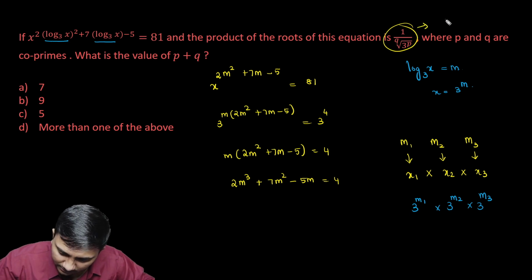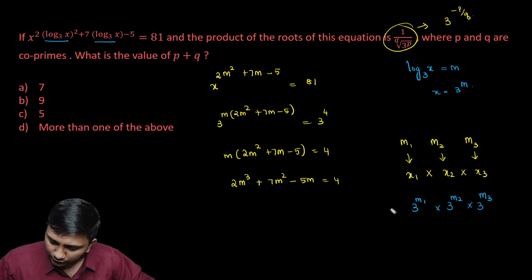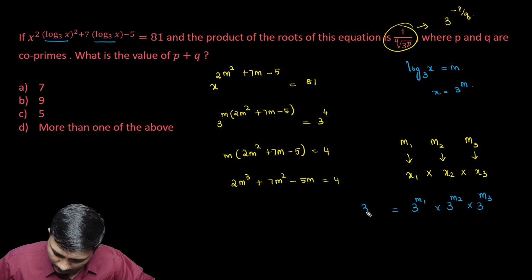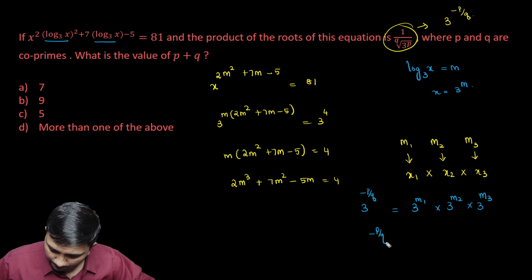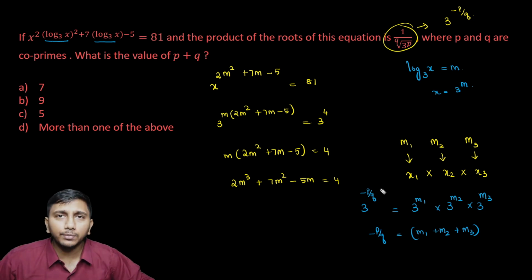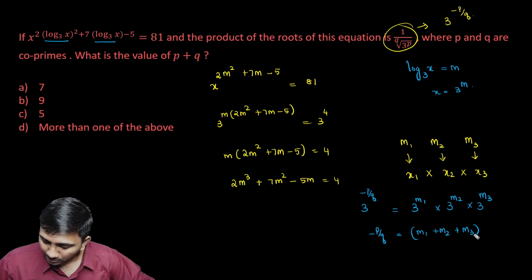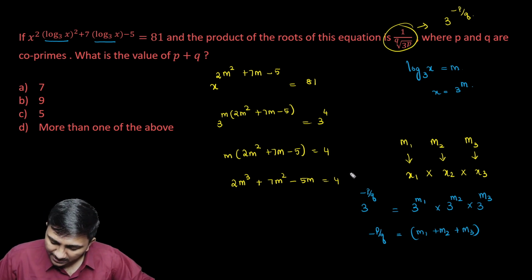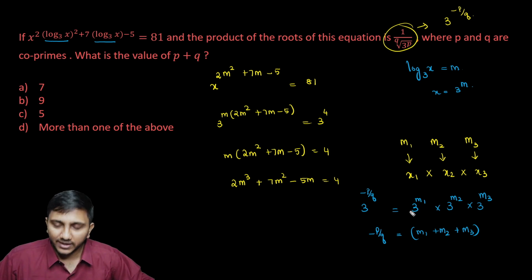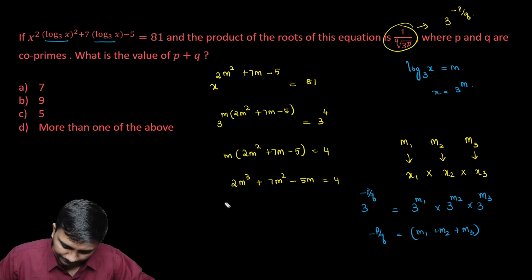So I could rewrite this as 3 to the power minus p by q, right? So this should be equal to 3 to the power minus p by q. So minus p by q should be equal to the powers I can add here. It will be m1 plus m2 plus m3. I'm equating the exponents on both sides because the bases are 3 and 3 on both sides. m1 plus m2 plus m3, that can be taken from here. This is basically the sum of roots, right? Sum of roots in a cubic equation. How do you find out?